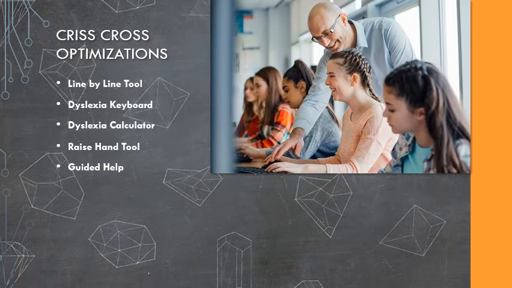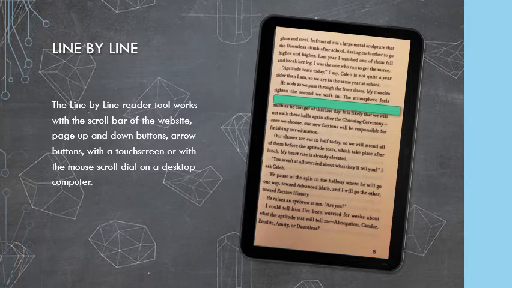Criss Cross also has optimizations. We have a line-by-line tool, a dyslexia keyboard, a dyslexia calculator, the Raise the Hand tool, and guided help. The line-by-line reader tool works with the scroll bar of the website, page up and down buttons, arrow buttons, with a touch screen, or with the mouse scroll dial on a desktop computer.